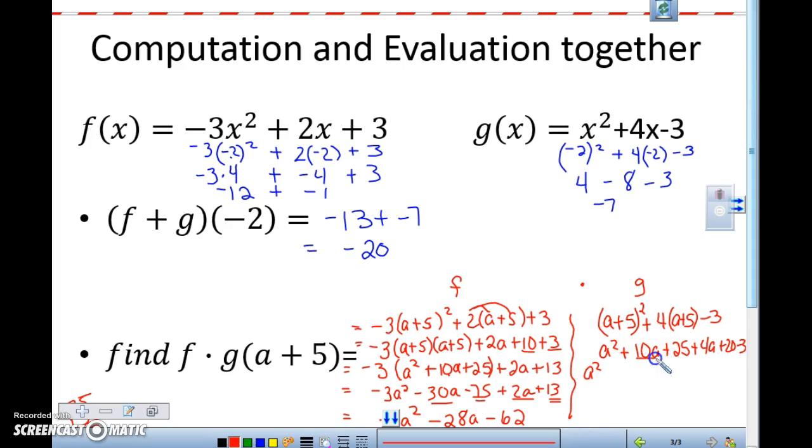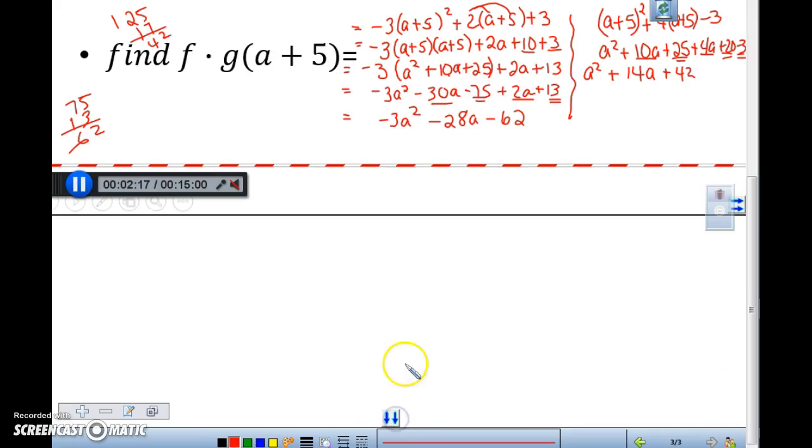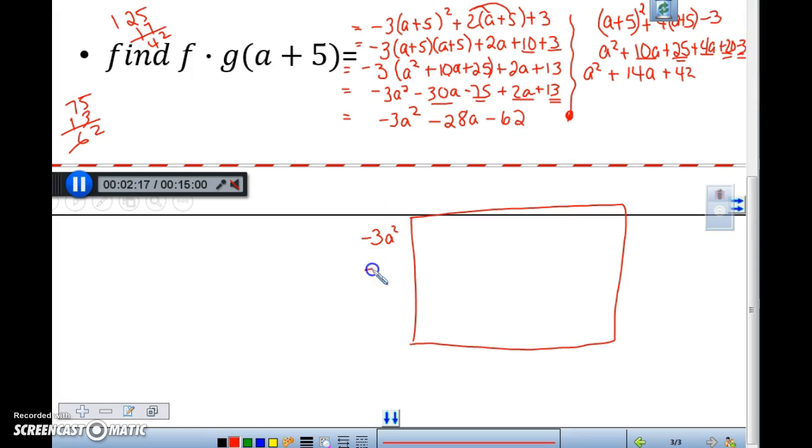A squared. We got a 10a and a 4a. And then we have like terms here. So that'll be 17 and 25. 42. So what we're going to have to do is take this times that. Alright, so I'm going to use the box method because I have a lot here that I need to multiply together. So you can see how quickly these can get a little bit more complicated, huh?